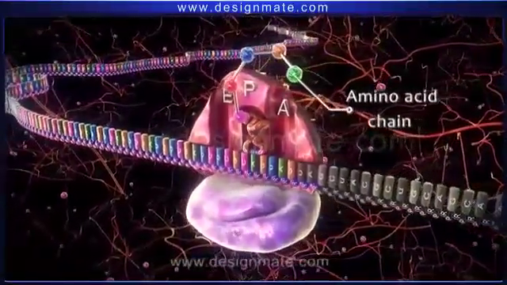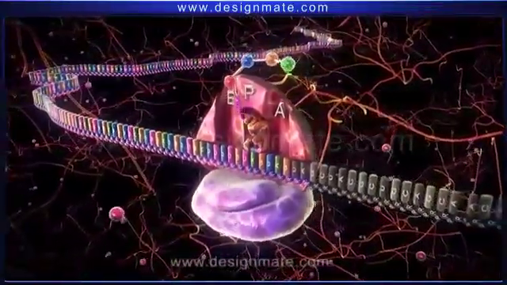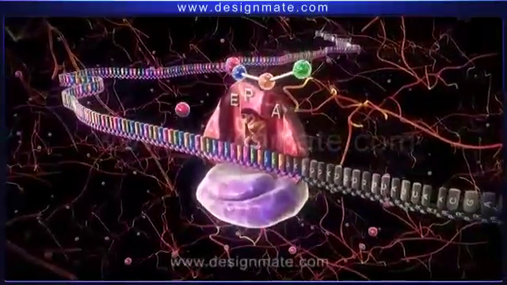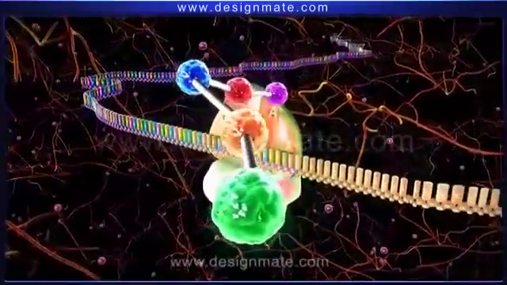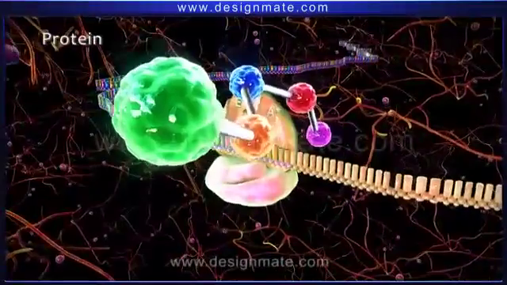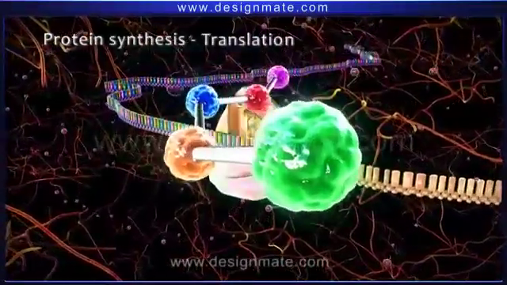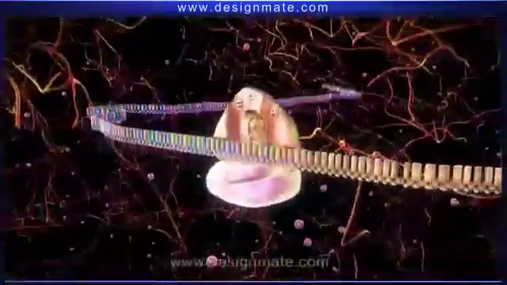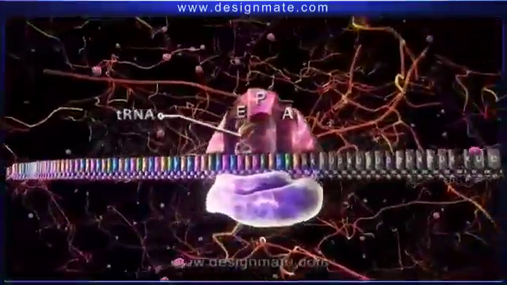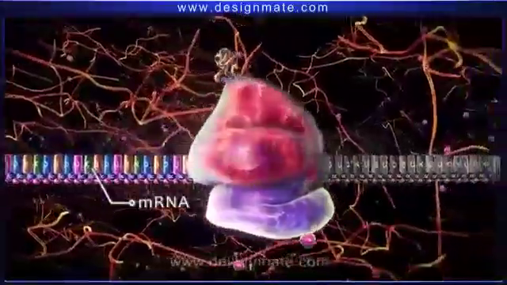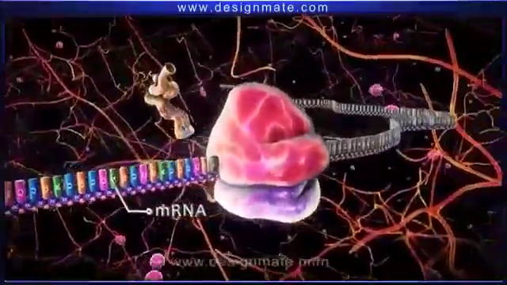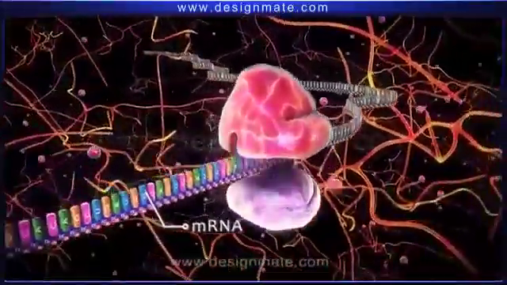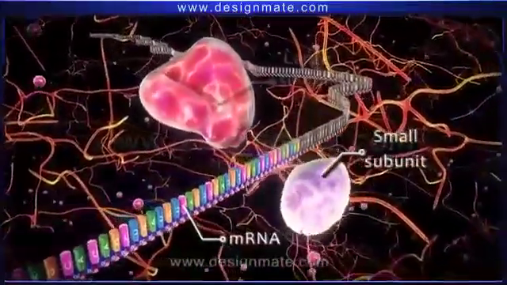The chain of amino acid molecules is released from the ribosome. This released amino acid chain is the protein, and this part of protein synthesis is known as translation. Then the tRNA detaches from the mRNA. The ribosome detaches and dissociates into its small and large subunits.